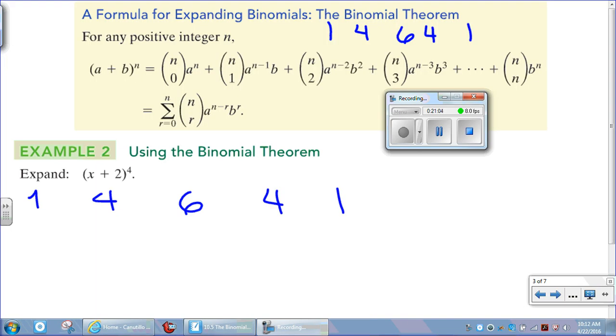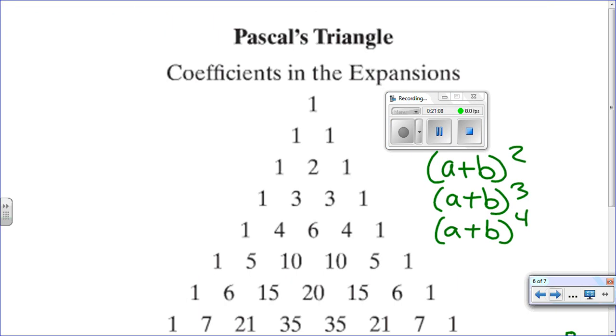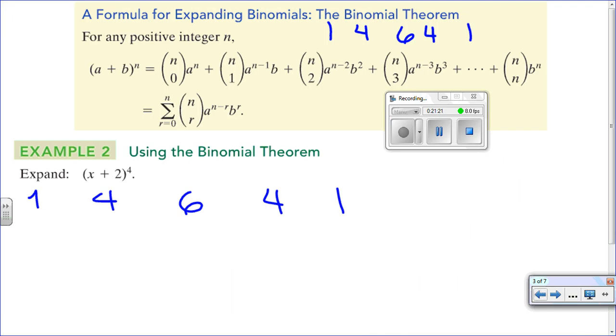For this example, we're going to use Pascal's triangle. If we go to the slide towards the end, we're going to be using this row right here: 1, 4, 6, 4, 1. And right here, instead of using a and b, we're using x and 2. So the first one will be x to the power 4, 2 to the power 0.